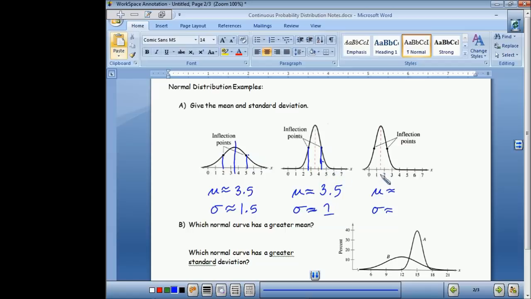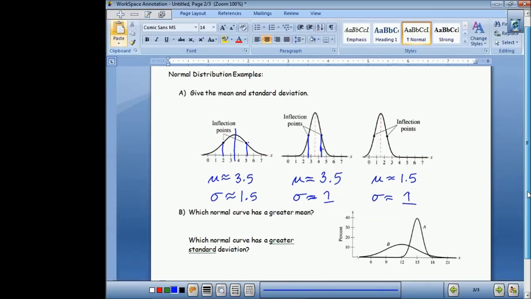Okay, on the second one, the mean is still approximately the same position, 3.5, but the inflection points are somewhere around in there, maybe at the 0.5 range, maybe even a little closer. So you could estimate the standard deviation to be about 1 unit. On this next one, we see that the mean has shifted to the left, and the mean is now at approximately 1.5. And that standard deviation is approximately the same as the previous one, so it's about 1 again. If the standard deviation is the same, the height of the curve looks the same.